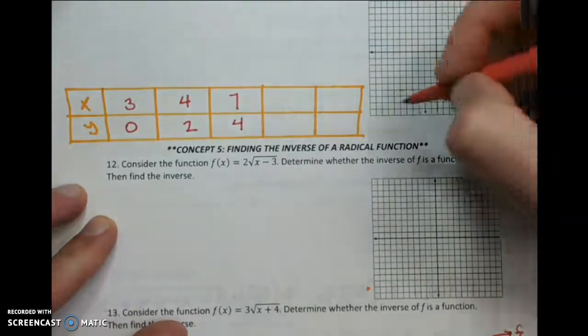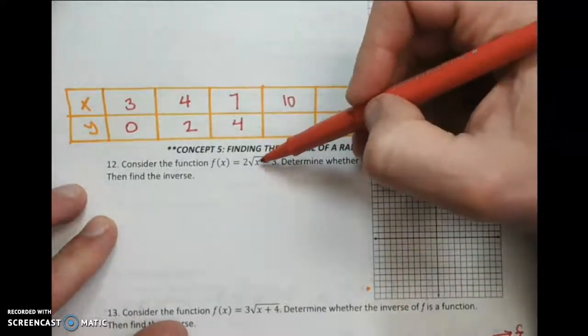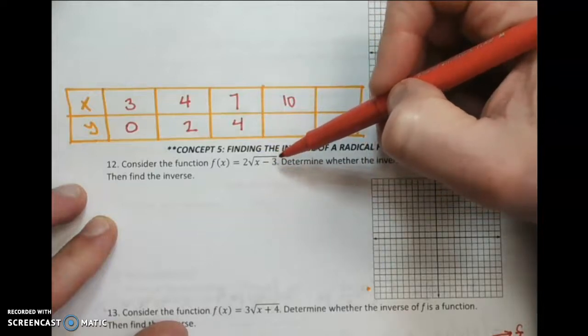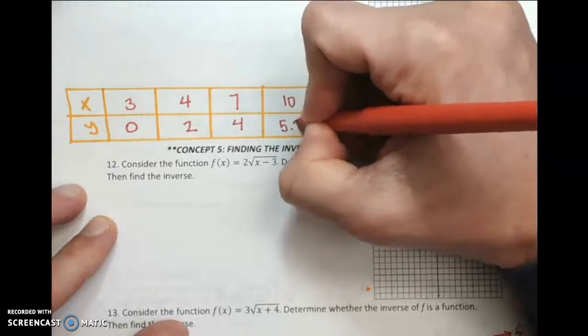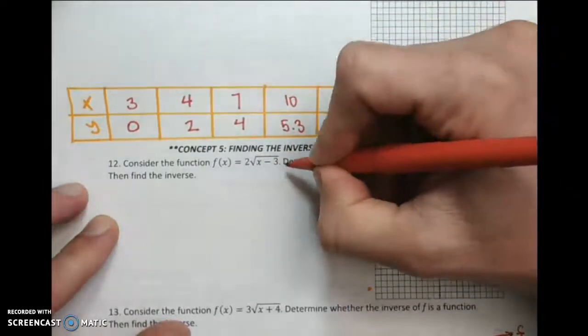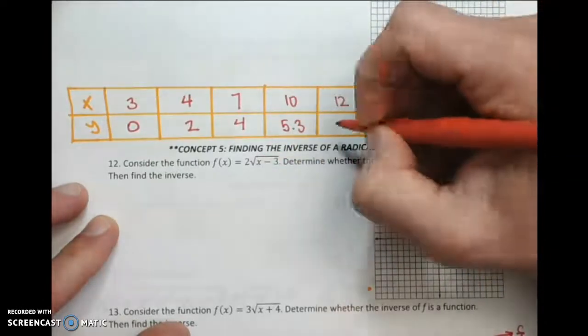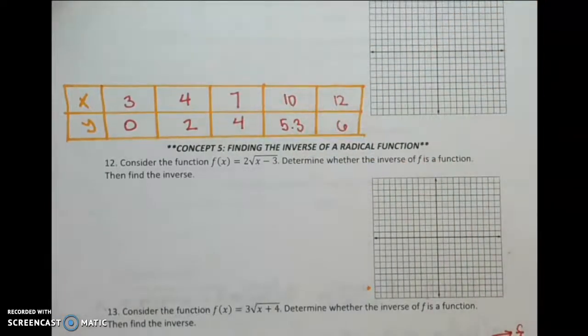I'm going to go ahead and just throw in another one, but I'm going to put 10 in here, and then that one's not going to work, right? So I get 10 minus 3, which is the square root of 7, which if I plug in my calculator and multiply that by 2, I get 5.3. And last, if I put 12 in here, 12 minus 3 is 9. The square root of 9 is 3. 3 times 2 is 6. Okay, so really just getting an idea. You wouldn't probably even need that one right there. Just putting it in there so you can recognize.